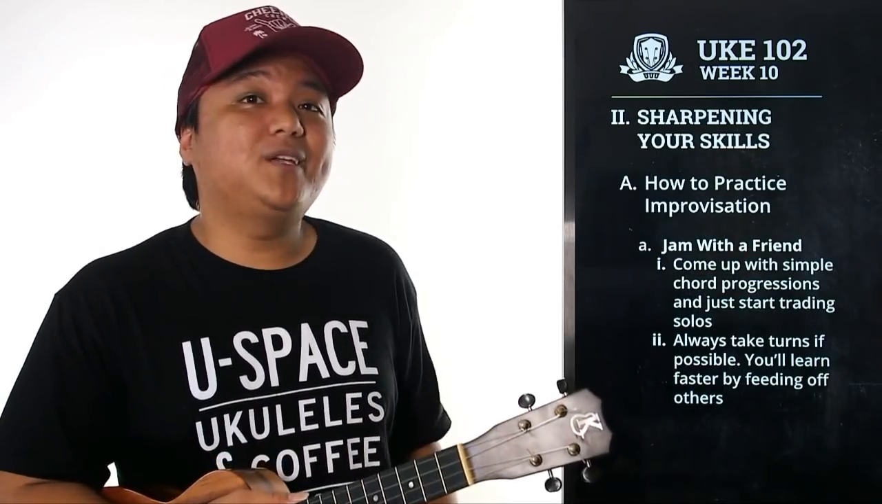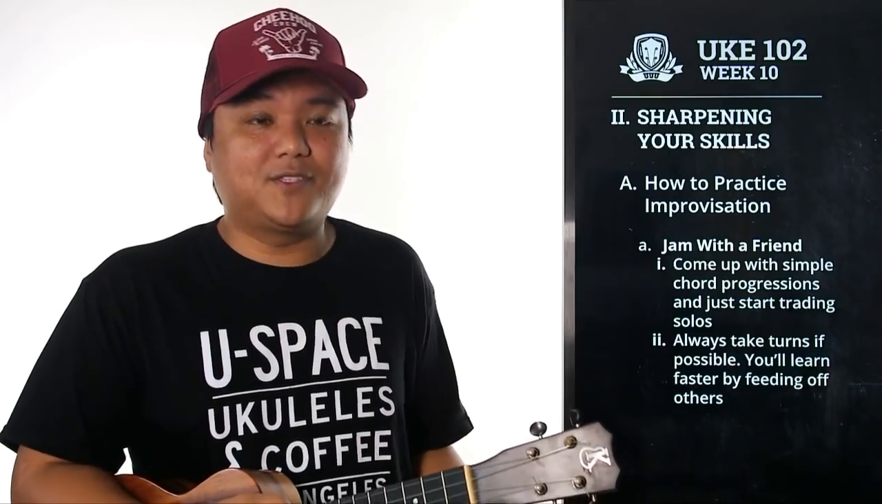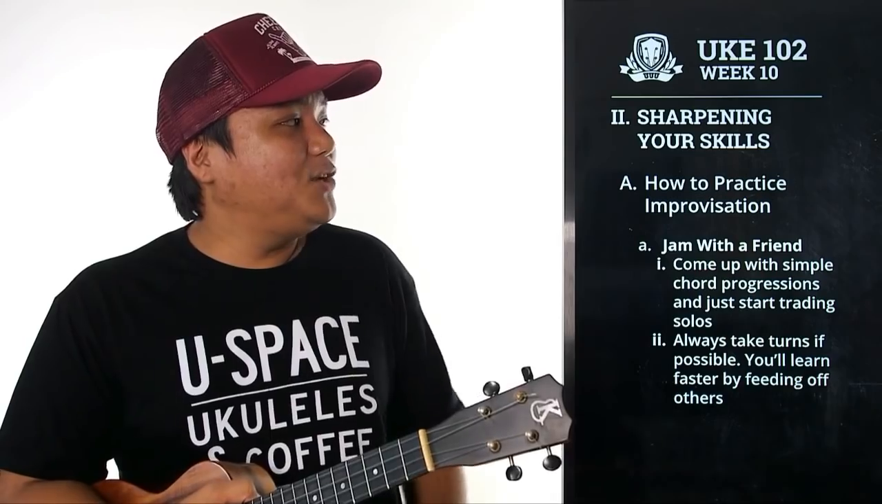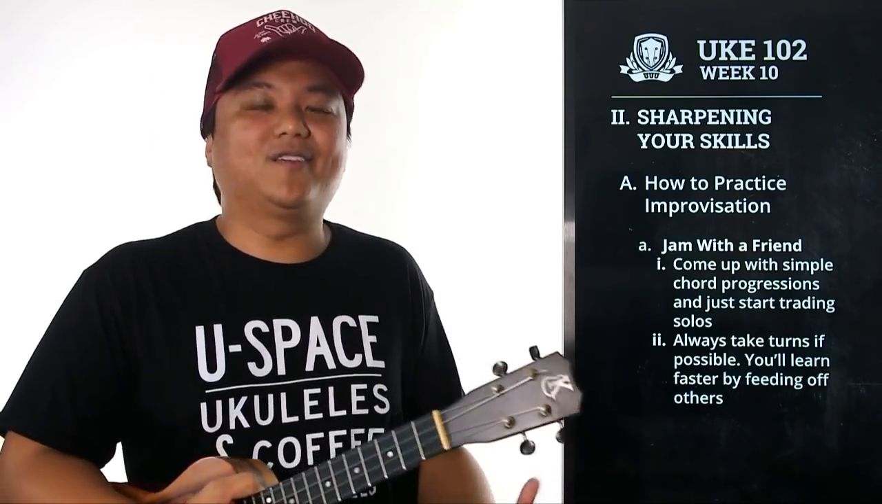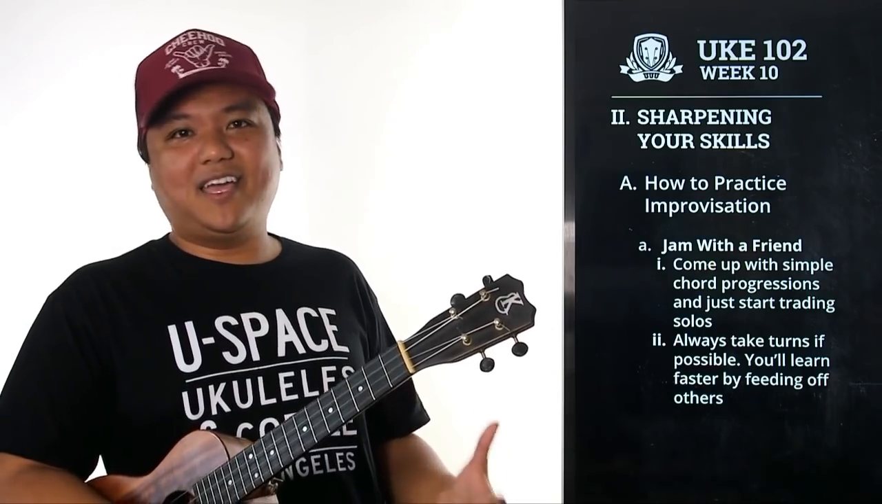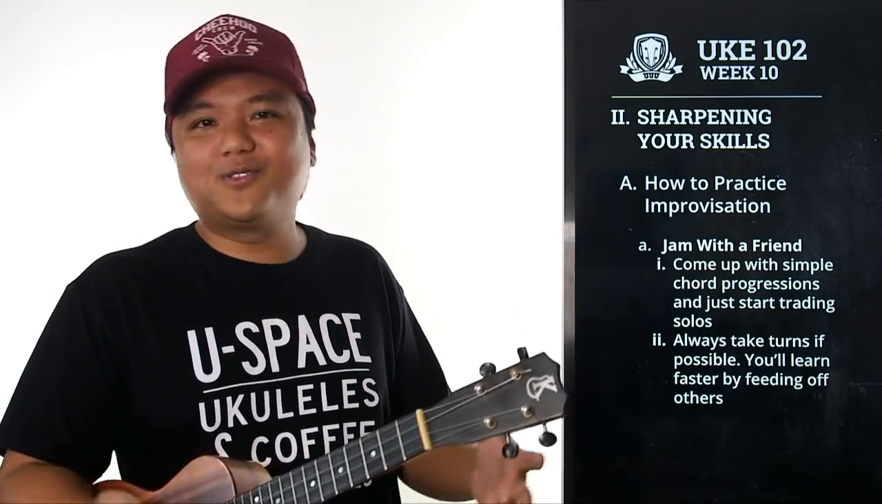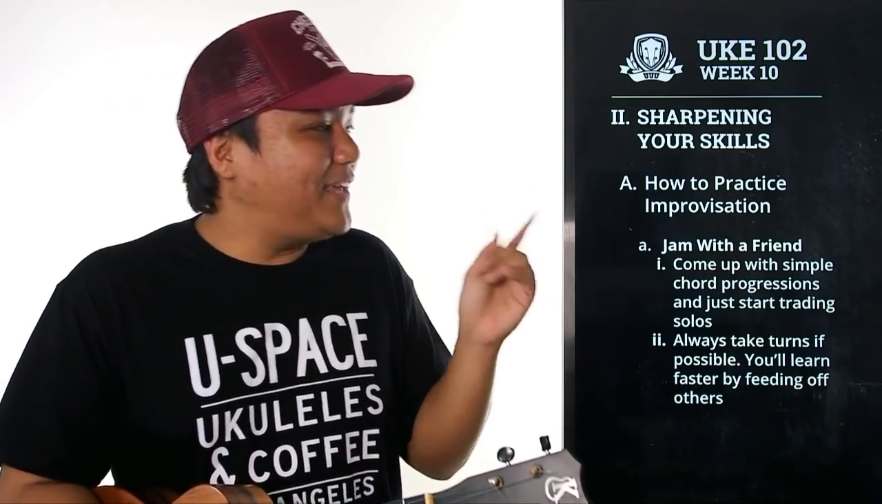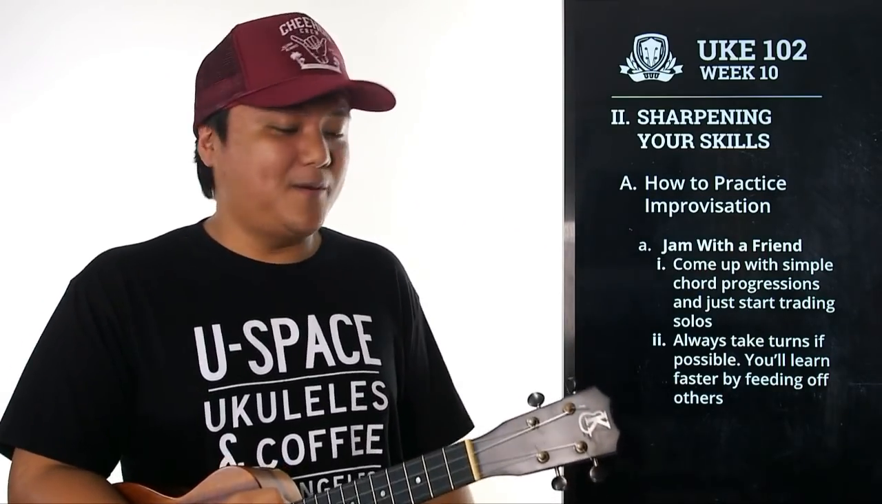Okay, next up, sharpening your skills. How do you get better at improv? Say you can improv a little bit, but you want to get better. You want to reach the levels of Taimane, Kalei, Jake, James Hill, all those amazing ukulele players. First, jam with a friend. I cannot stress this enough.